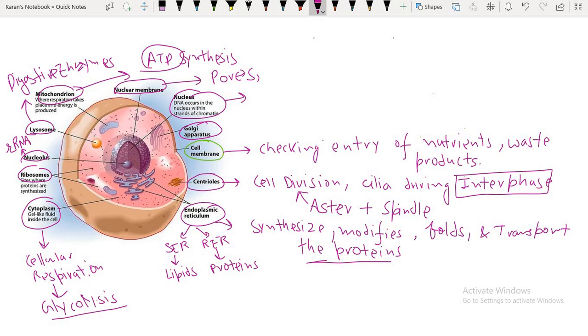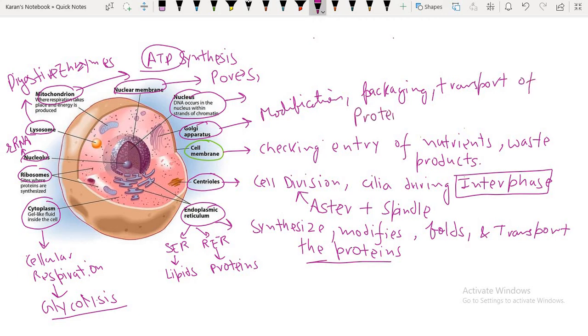Then moreover, there is one more structure, which is the Golgi apparatus. Golgi apparatus is there for the modification, packaging and transport of proteins as well as lipids. This is important, not only proteins but also the lipids. So this is the whole structure of a generalized cell, you can see, right?